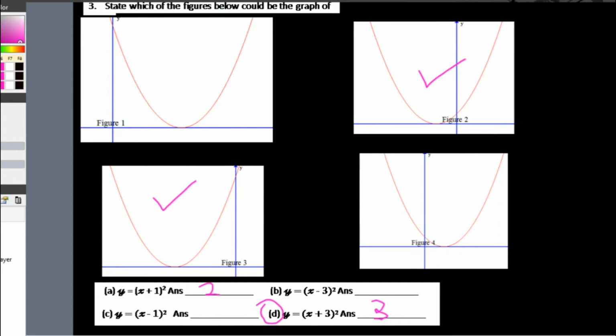Similarly, for part B, it's x minus 3 whole square, so the graph will be moved 3 units to the right, so that would be figure 1. And then part C's graph will be moved 1 unit to the right, so that would be figure 4.